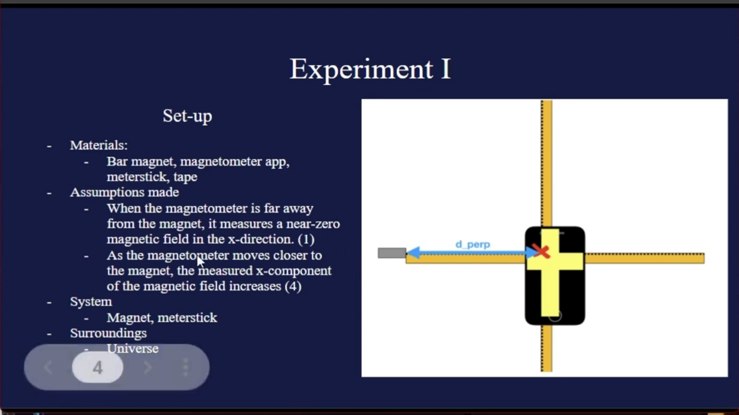Some assumptions we made, these were given to us in the lab manual, and these were the ones that we used. So when the magnetometer is far away from the magnet, it measures a near zero magnetic field in the x direction. And as the magnetometer moves closer to the magnet, the measured x component of the magnetic field increases. And our system was the magnet and the meter stick, and our surroundings was everything else in the universe.